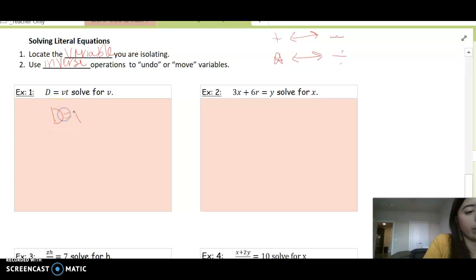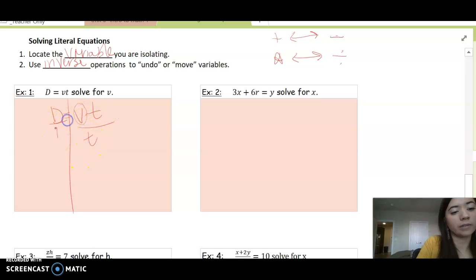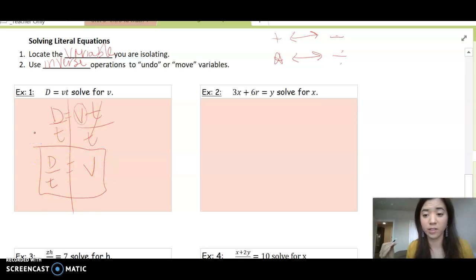Okay, so here we have d equals vt. I'm going to rewrite it. Draw my line down my equal sign. I want to solve for v. So I have a v times t. So I got to get rid of the t by dividing by t. T's cancel because they're inverses. And now I have v equals, and then I'm just going to keep it as v over t. I don't need to do anything because they're letters. I can't simplify that. I can't actually do that division.